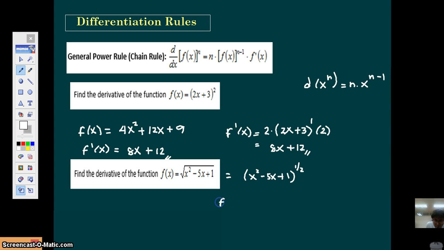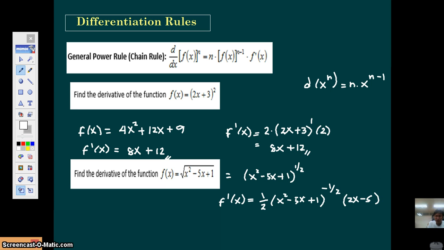So the derivative would be bringing that power down first, then copying x squared minus 5x plus 1. The power will decrease by 1. This will become negative 1/2. And then the chain: the derivative of what's inside. The derivative of x squared is 2x. The derivative of negative 5x is negative 5. And the derivative of 1 is 0.